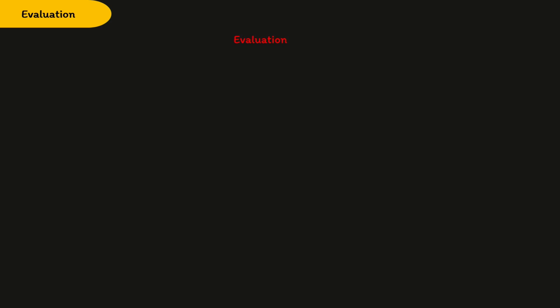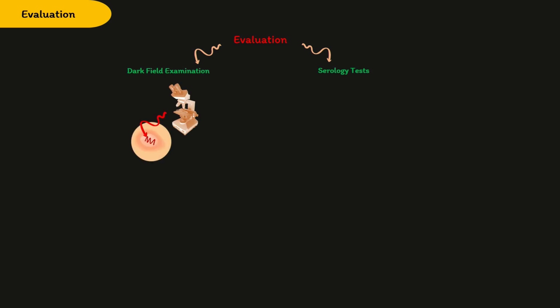So guys, testing strategies for syphilis consist of dark field microscopy and serological testing. Now what you need to know is that dark field examination by microscope allows for direct examination of spirochetes from the mucosal lesion and thus offers an immediate diagnosis.